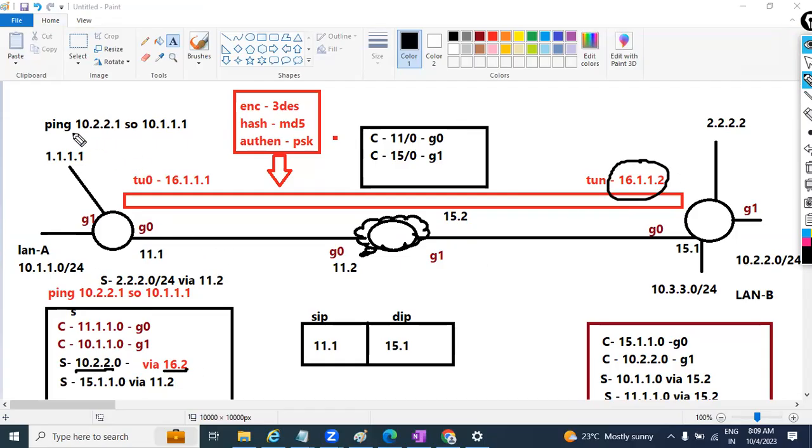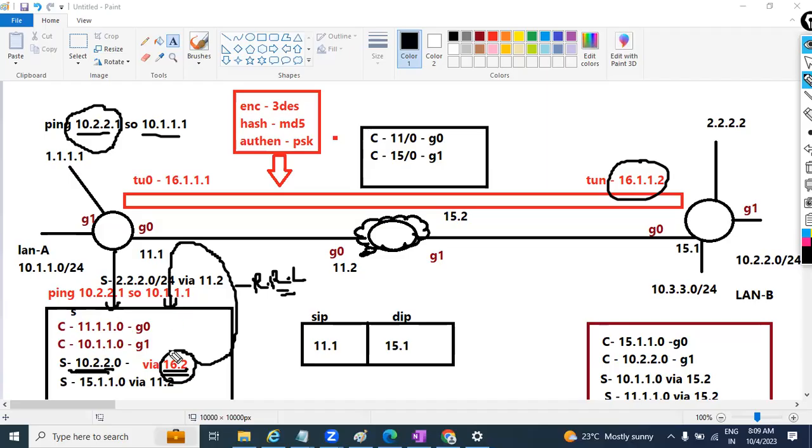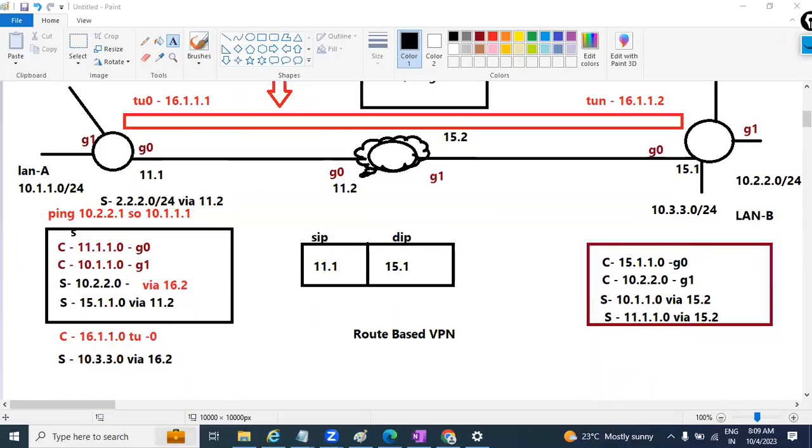Let's consider I'm doing a ping to 10.2.2.2. It would look into the routing table: do I have any reachability? Yes, via 16.2. Do we have any connectivity with the 16 network? Let me check once again. This is known as recursive route lookup. Do I have any reachability with this 16 network? Yes, via tunnel interface 0. So your data would go via the tunnel interface.